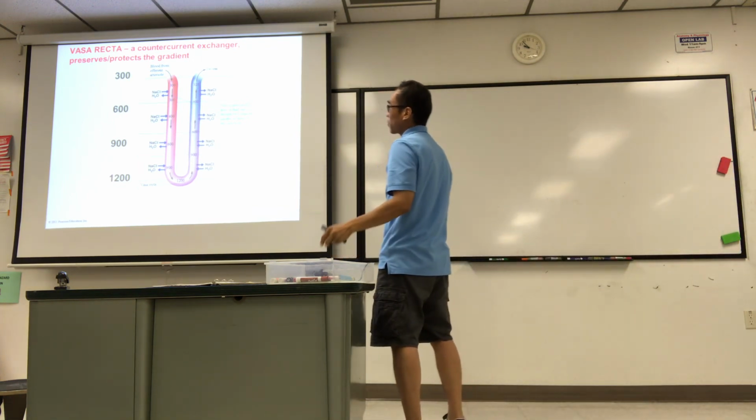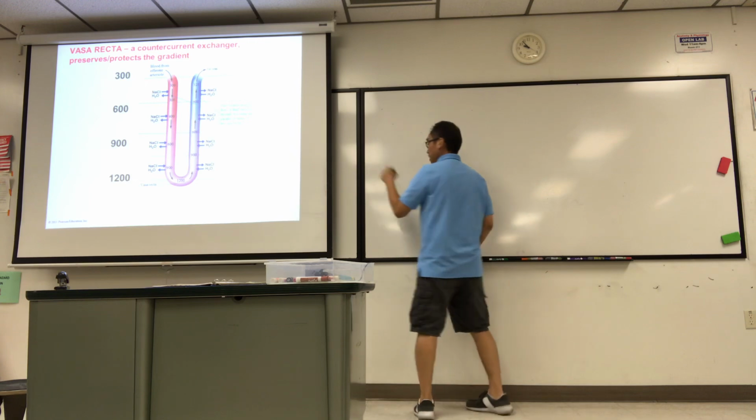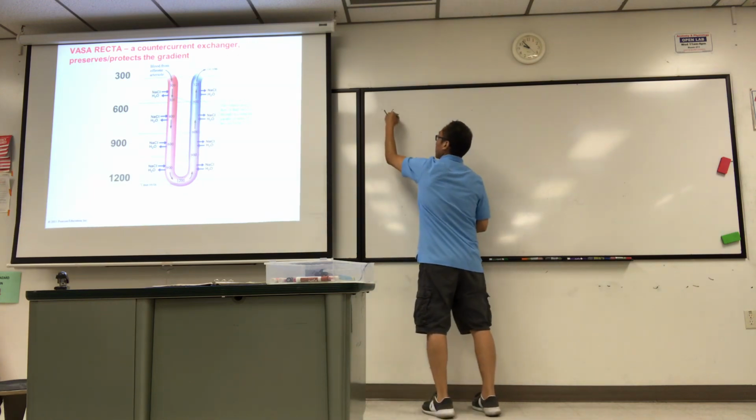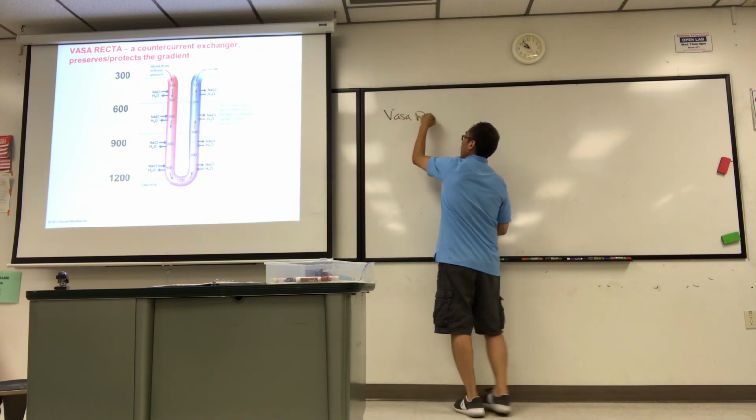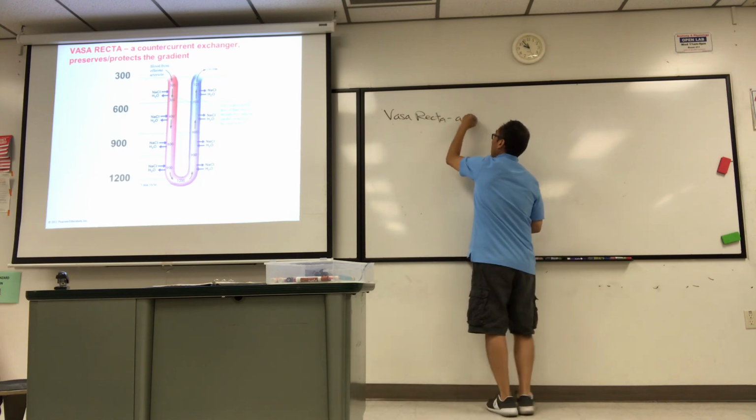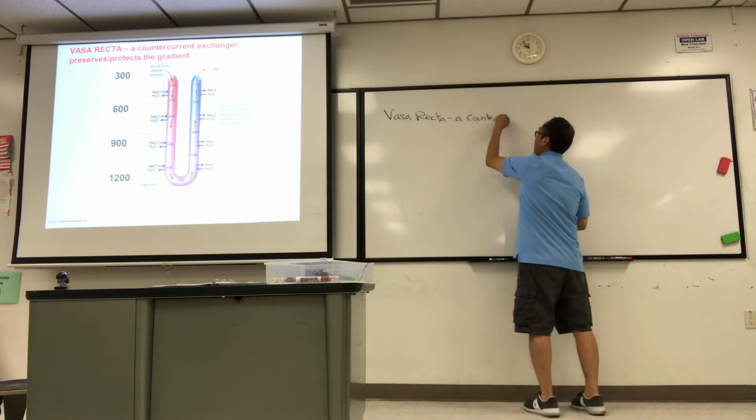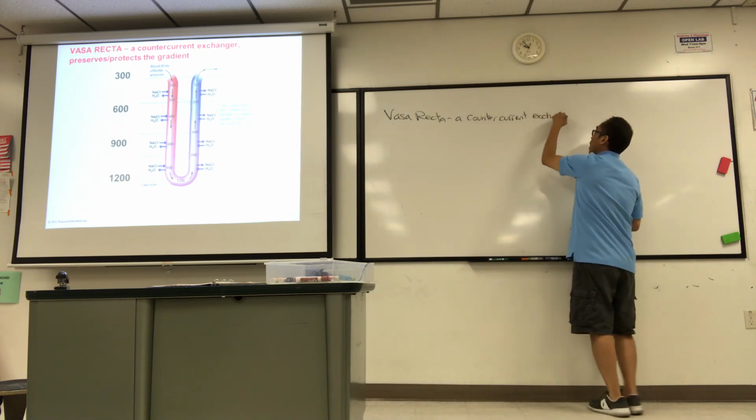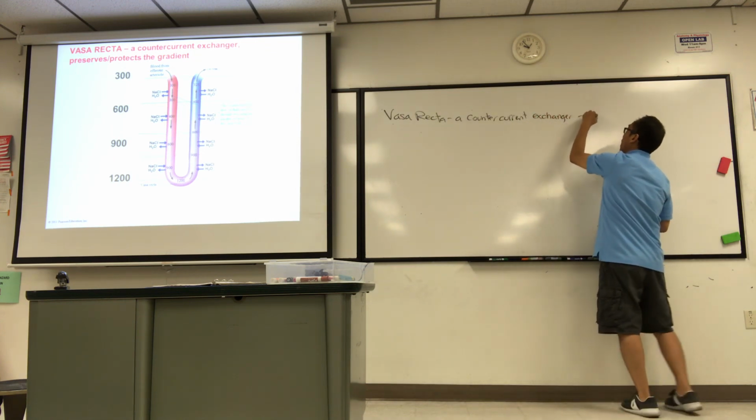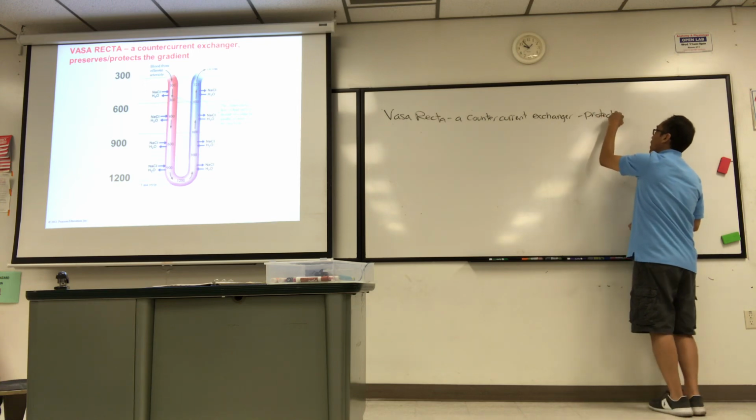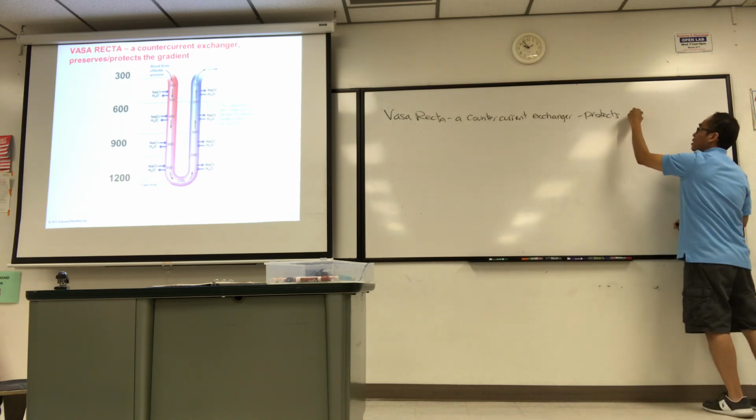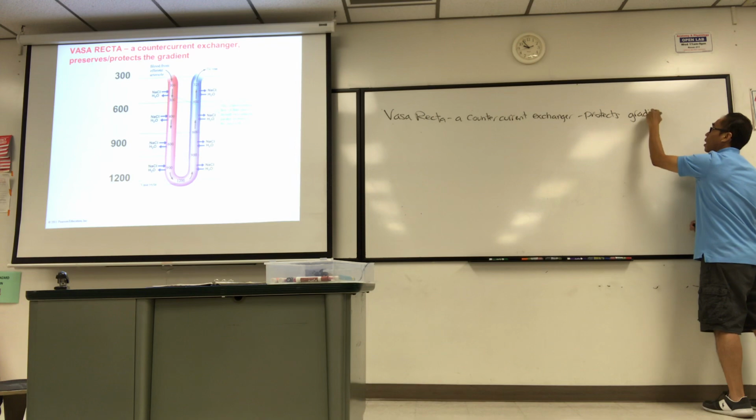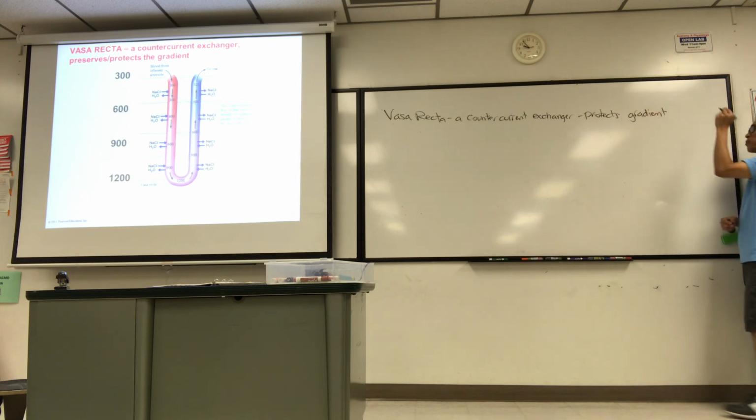The vasa recta is a countercurrent exchanger. It protects the gradient. It doesn't create it. It protects that salt gradient. The multiplier created it. This just kind of leaves it alone, so to speak.